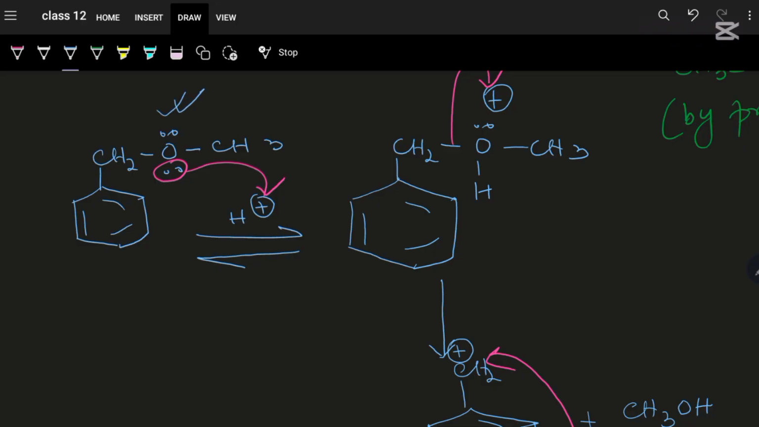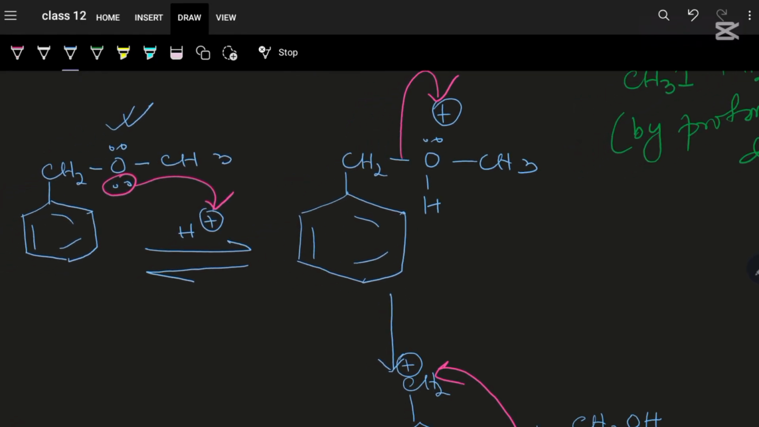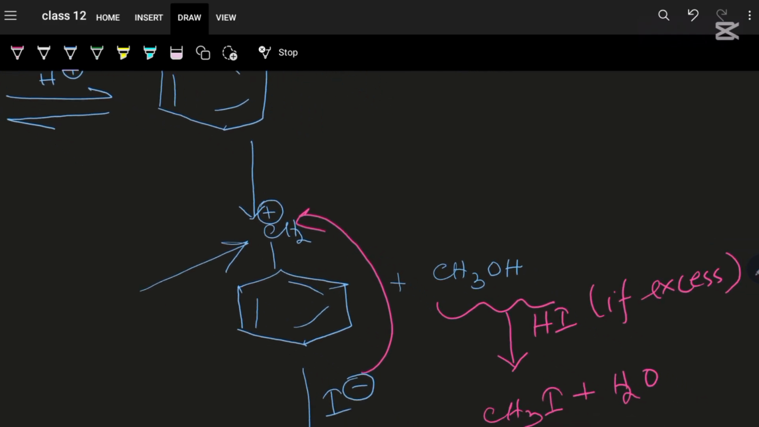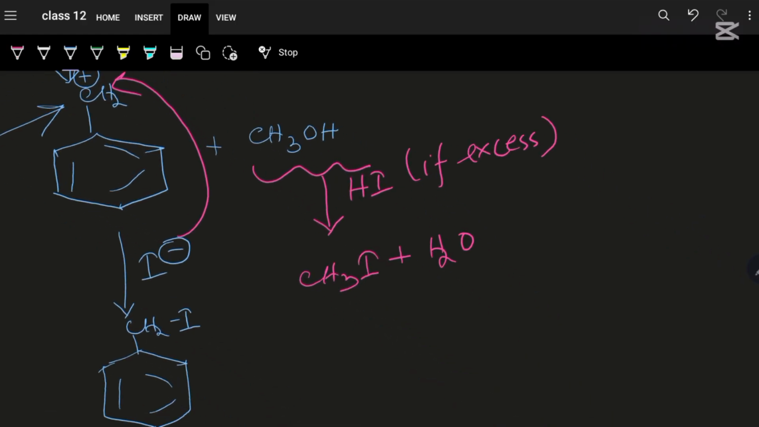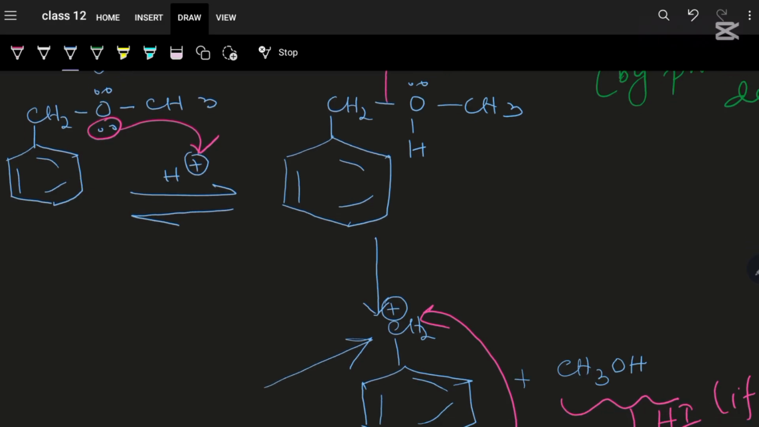Here again, always keep in mind, like a 3-degree one, the reaction pathway again changes to form a stable carbocation, which is a resonance stabilized benzylic carbocation, followed by I minus attack and CH3OH formation. This CH3OH can again react with HI to give you these set of products. So this is how the reaction is.